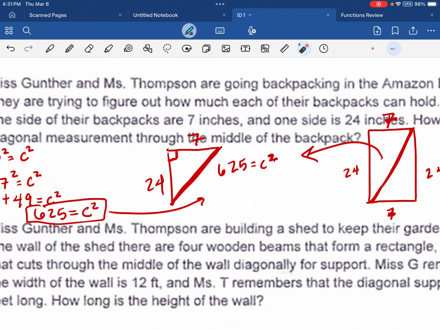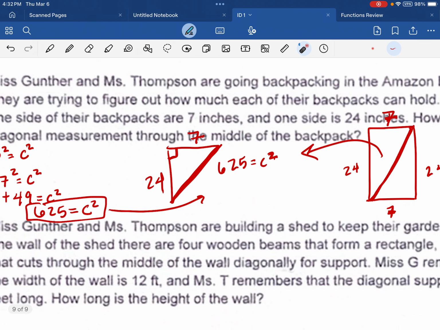I wish this c was by itself. Right now it's being squared, so it's not by itself. Squaring something means to times it by itself, so really what's happening here is c times c. Can you think of a number where when you times it by itself, it equals 625? I also can't think of that number off the top of my head.